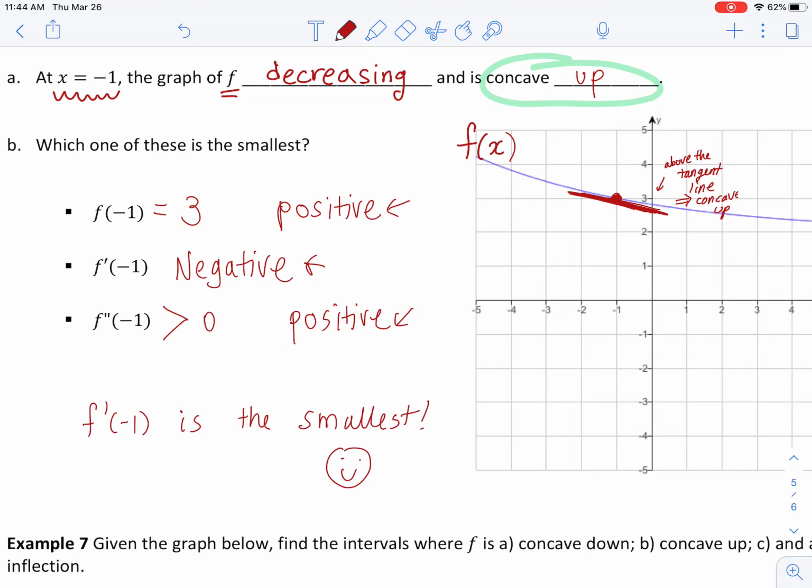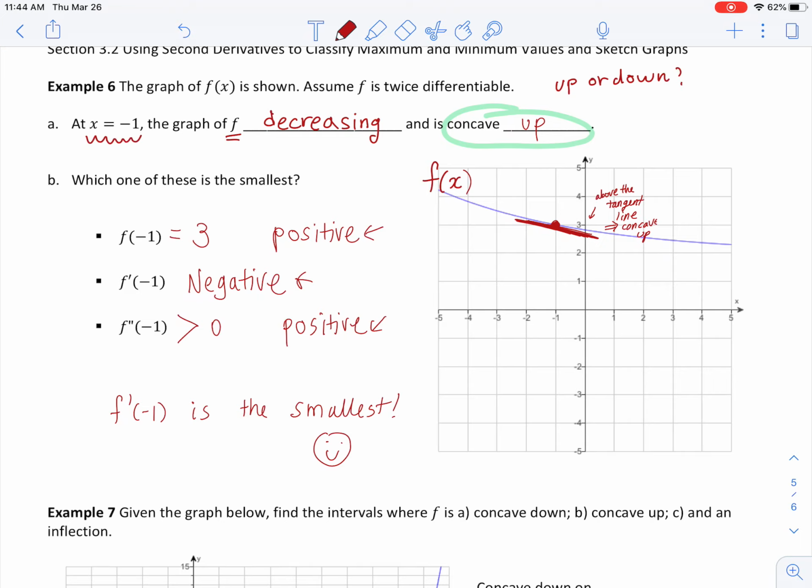Like in this problem, I wouldn't know which one is the greatest. But maybe you will get a problem where two of the values come out to be negative and only one of them is positive. And then in that case, you can tell the only positive value is going to be the greatest. But there are some interesting problems that MyMathLab will randomly generate for you.